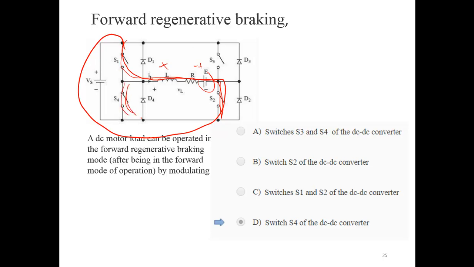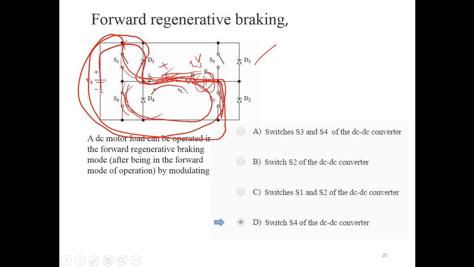Then you modulate the switch. Even if the motor has just 1 or 2 volts, when you switch on S4, the current will build up. Once the current rises, you turn off the switch. That current has to go through the D1, and then come through that. If the switch or diode is there, it will be regenerating back to the ground.